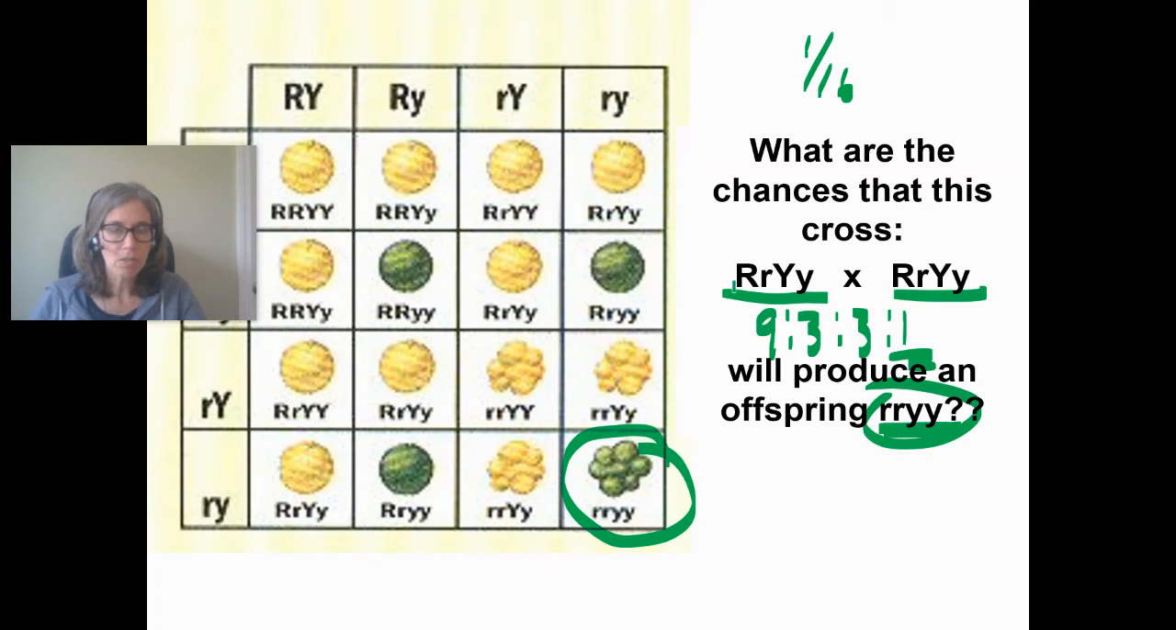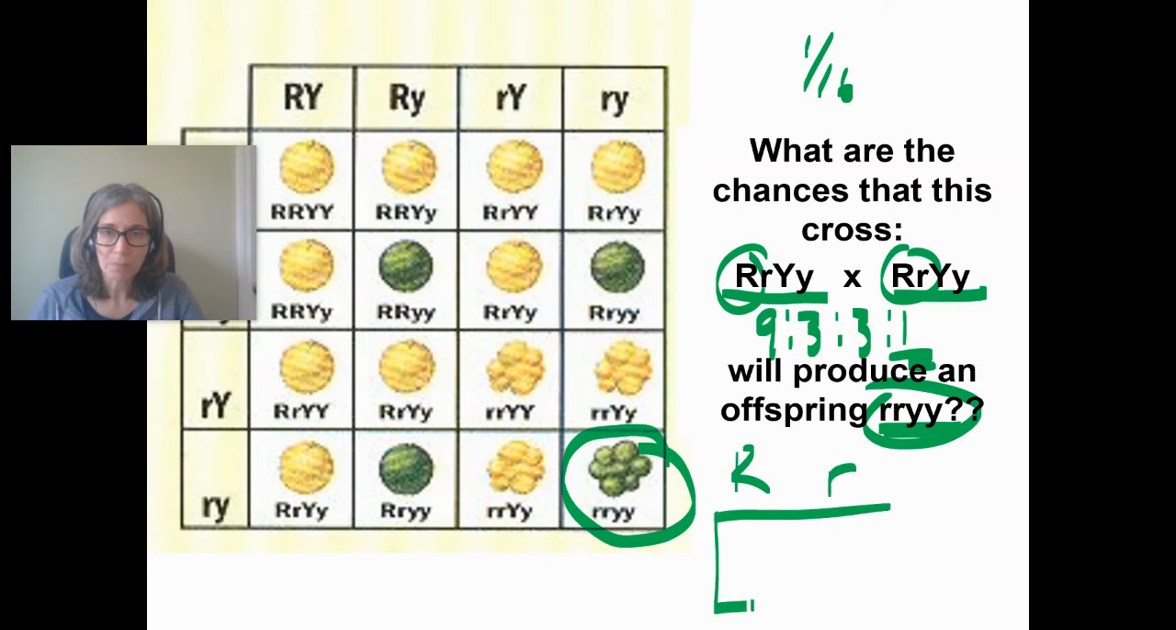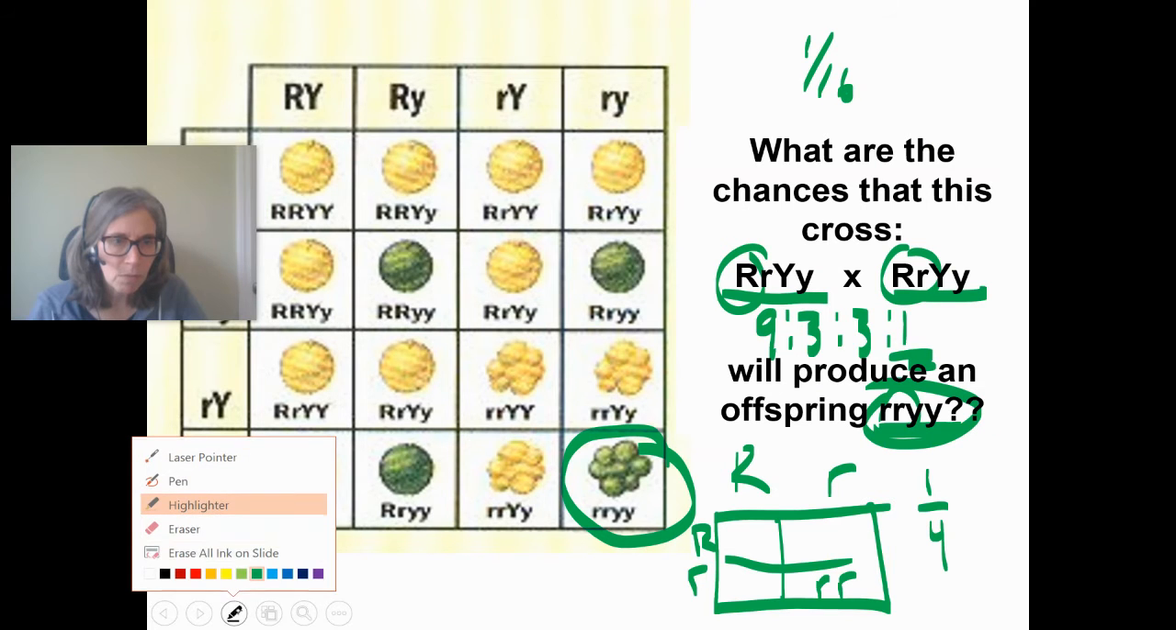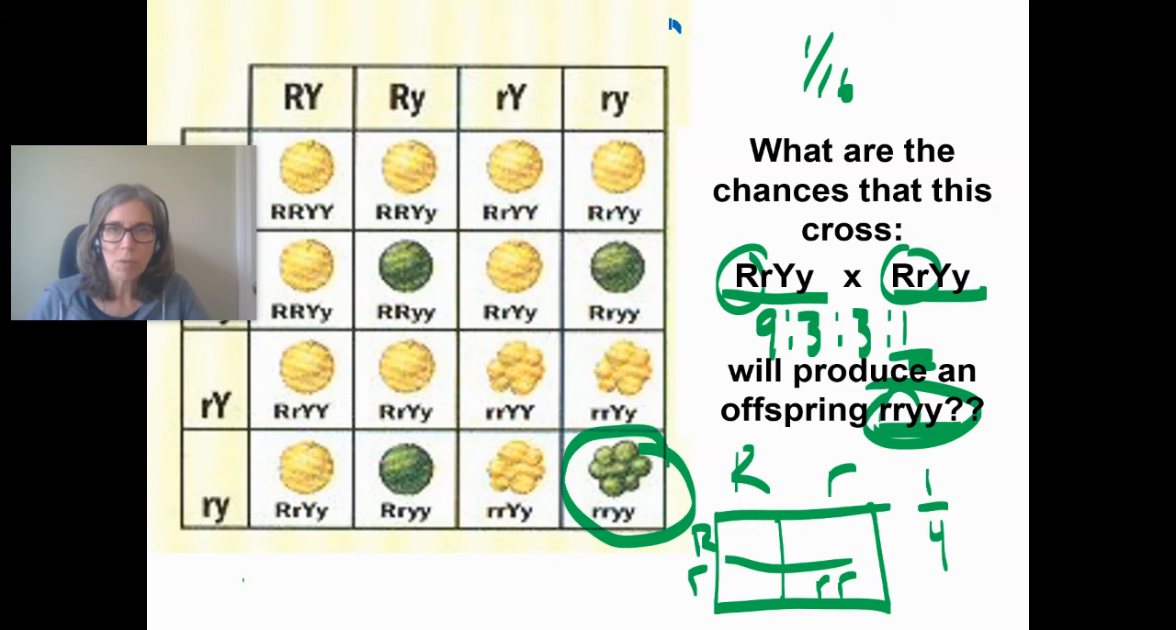Another way to do that, if you don't feel like doing this huge Punnett square out, you could say the probability that big R little r mated with big R little r would produce little r little r is 1/4. Then let's repeat that for the Ys. If you have big Y little y and you mate it with itself, or one just like it, the chances of getting little y little y are also 1/4.